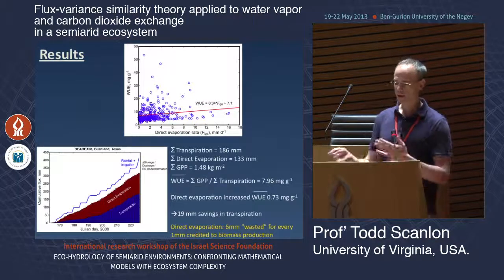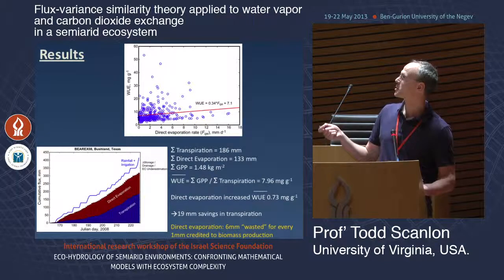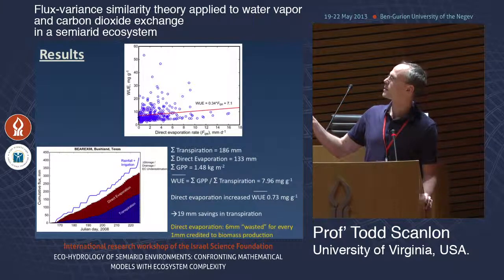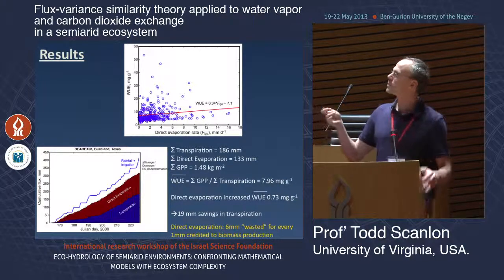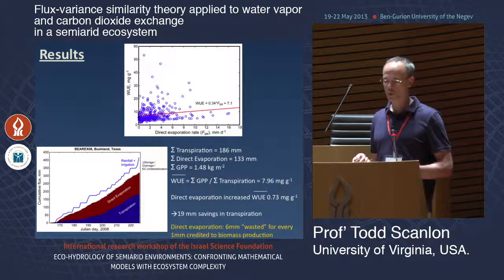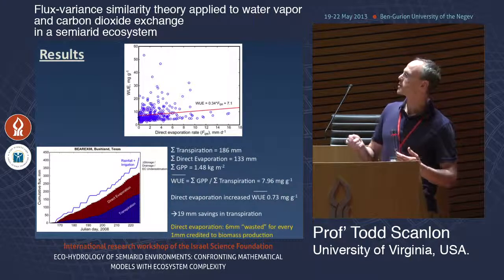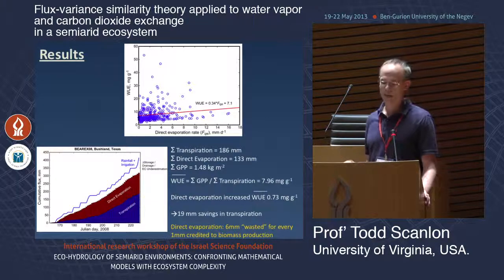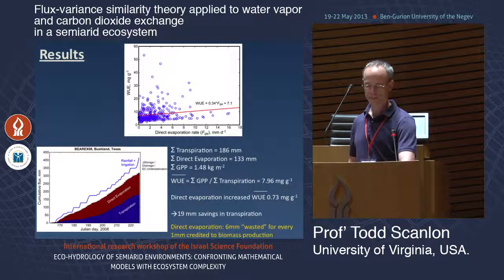And we could plug this in, just do a back-of-the-envelope calculation, which I won't get into. But what we find is that the direct evaporation, for every 6 millimeters wasted, there's 1 millimeter credited for biomass production. So there is some truth to this idea that direct evaporation isn't truly wasted. It's mostly wasted. We find here that it's 80 to 90% wasted water.